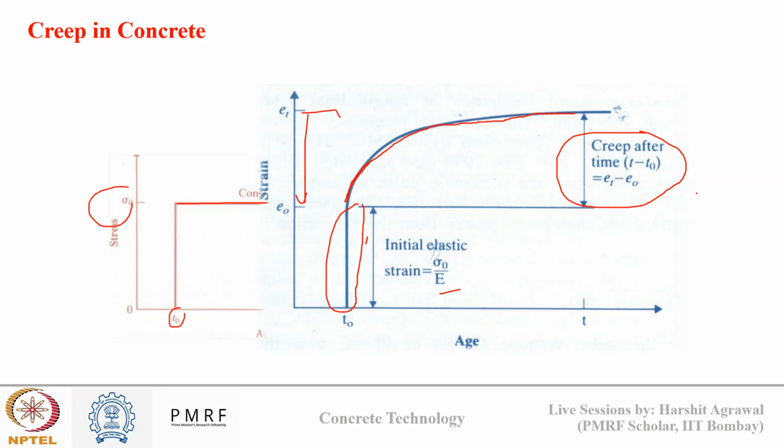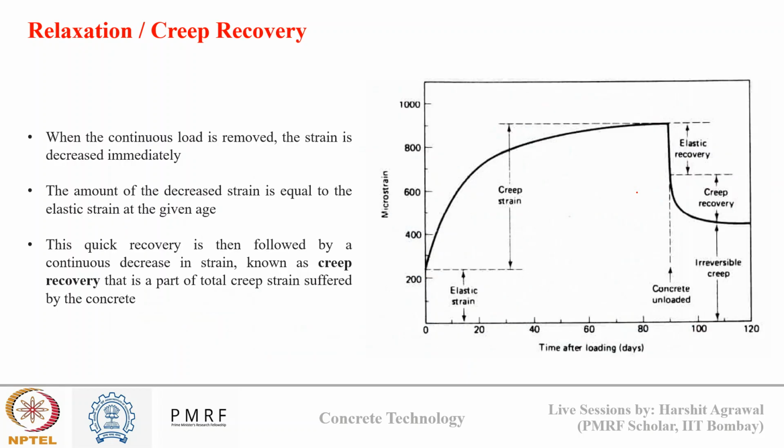Creep is the total strain minus the initial elastic strain; that defines the creep strain. Now, what happens if I remove the load? This process is known as relaxation or creep recovery. When the continuous load is removed, the strain decreases immediately.